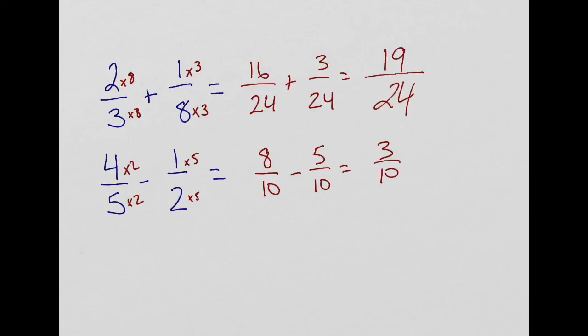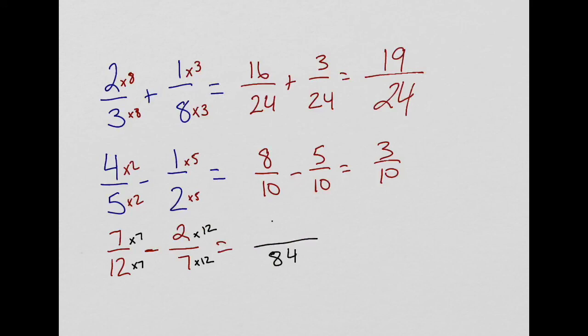Let's do one more example. Let's go crazy here. So these are really big numbers, and you'll see why shortly. Okay, you got to multiply them out. So 12 times 7, 7 times 7. 7 times 12, 2 times 12. So the denominator is now 84. 7 times 7 is 49. Subtract that by 24 over 84. Denominator stays the same. You now have 25 as your answer.